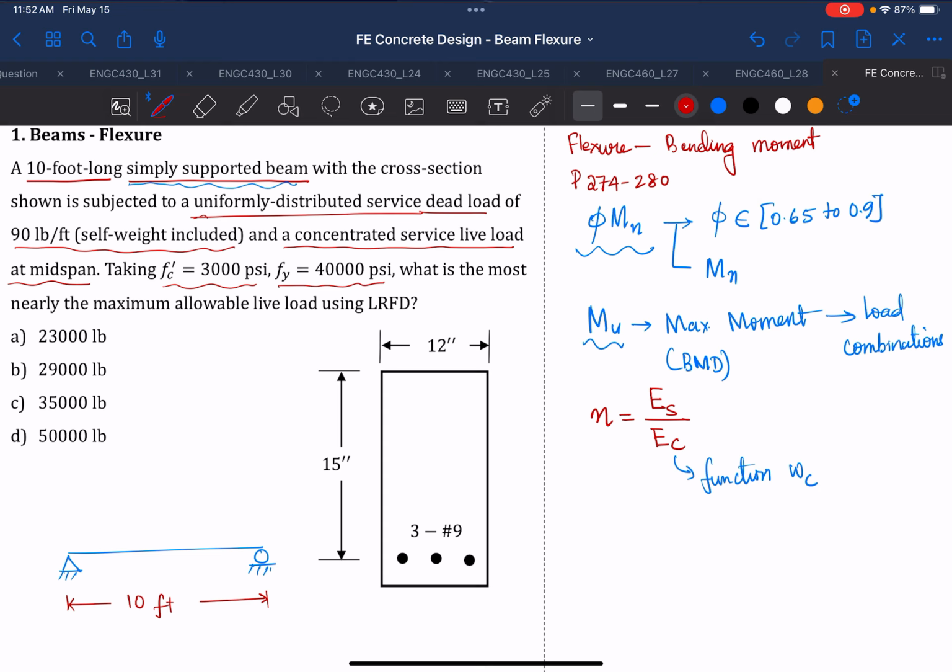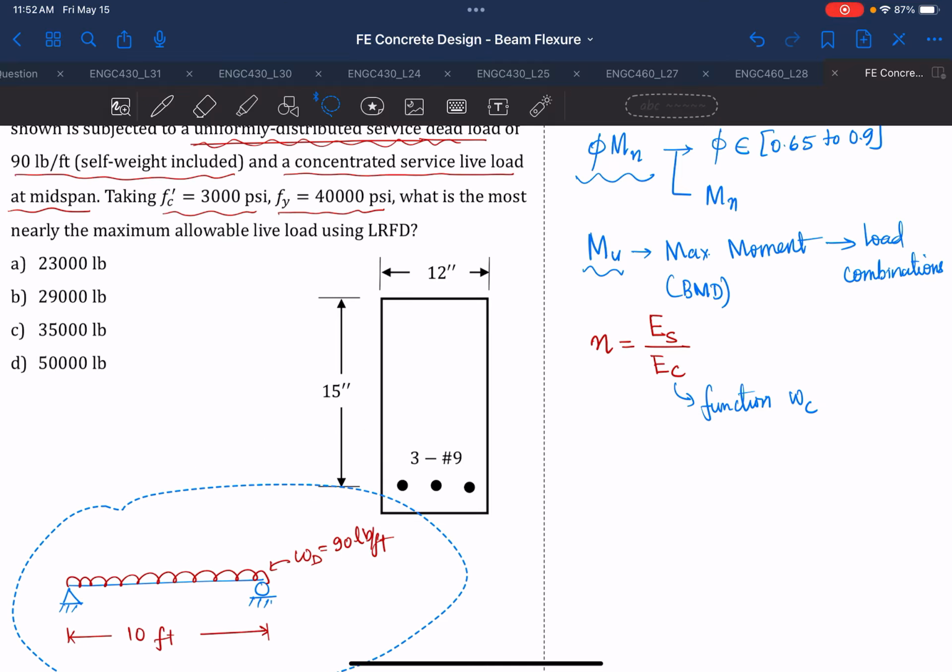And then this beam is subjected to a uniformly distributed service load. So you have a uniformly distributed service load, and because it is uniformly distributed, we can mark this as WD, which is your dead load, and this is 90 pound per feet.